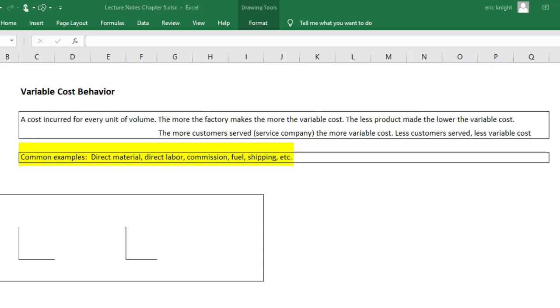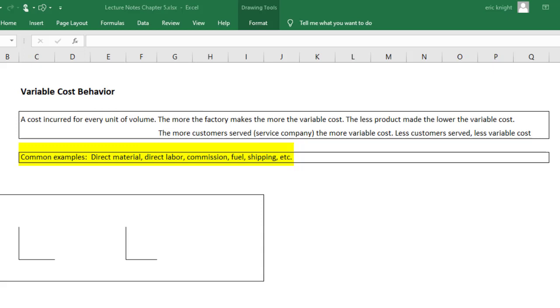Fuel would be a good example. Let's take Southwest Airlines. The more they fly, the more fuel they use. If they park all their planes, they don't use hardly any fuel. The same with shipping. So you can see the common thread here. The more that happens, the more the variable costs are.